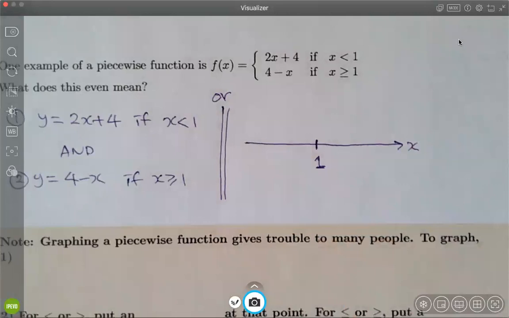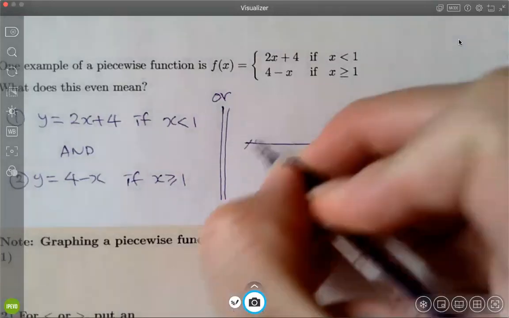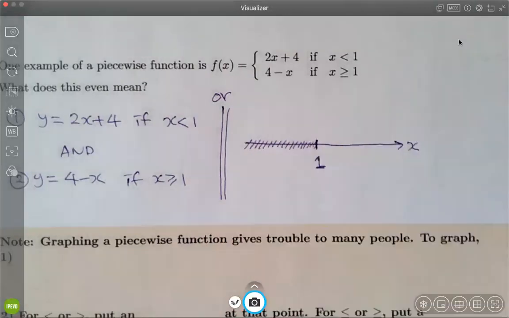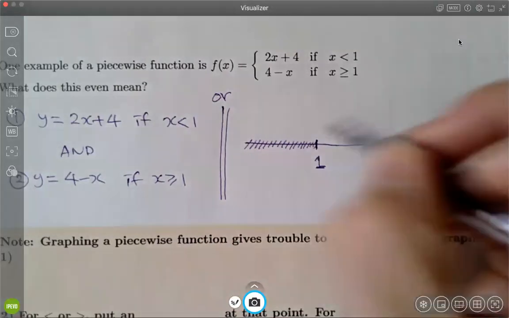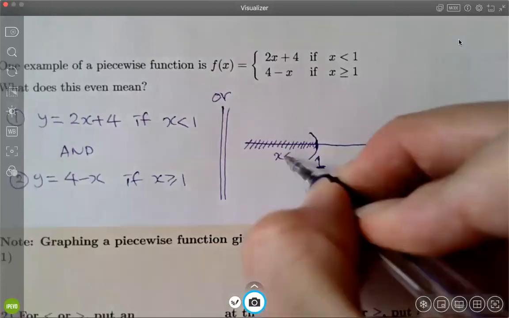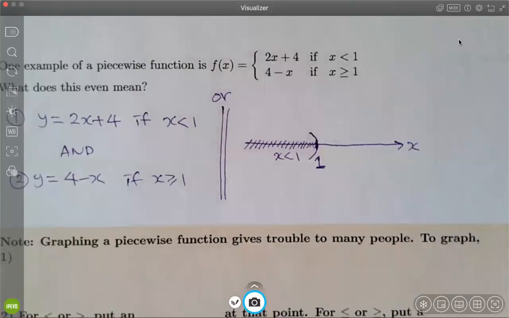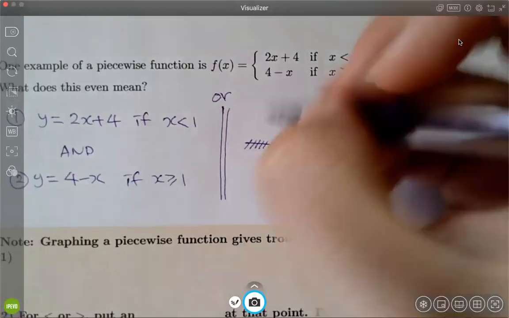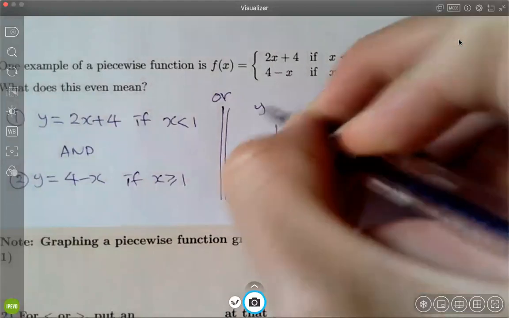Okay, and now I will shade this region on the left side of 1, and then I will put this closed parenthesis. Okay, and now what does this region indicate? That means x is less than 1, right? And now for all the values in that shaded region, all of these are governed by the 2x plus 4.